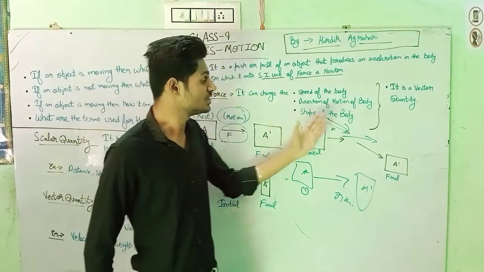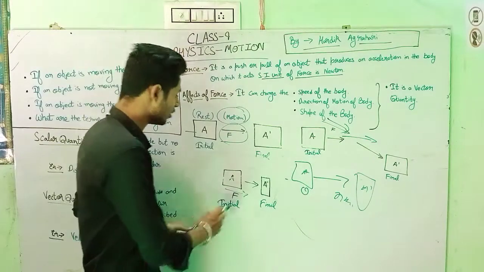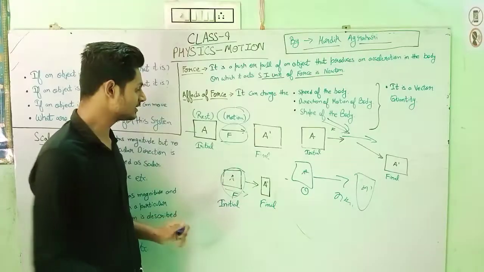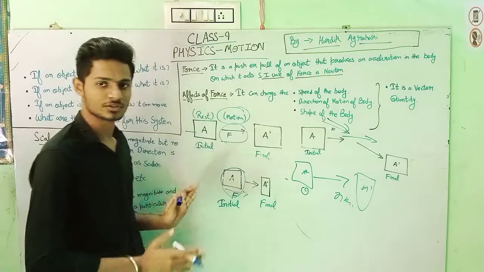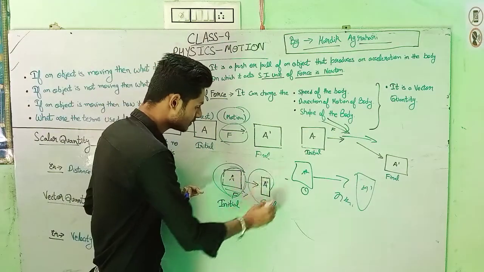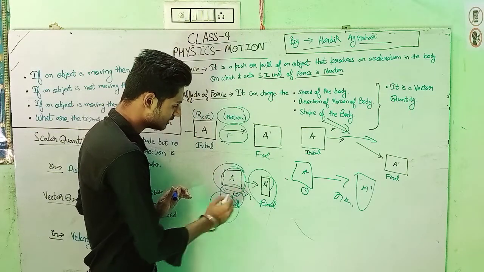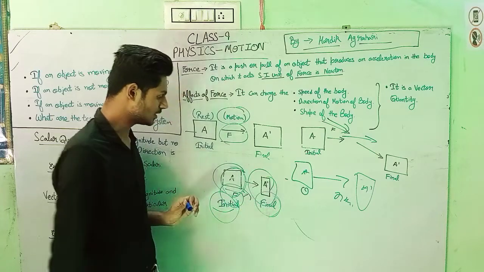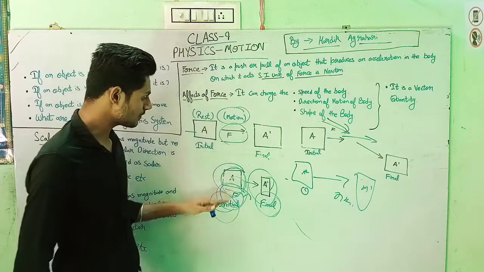It can change the shape of the body. Like if there is an object and I applied a lot of force, then that object got compressed. This object was A and this object was A dash initially. This is the first stage, this is the second stage. Okay.